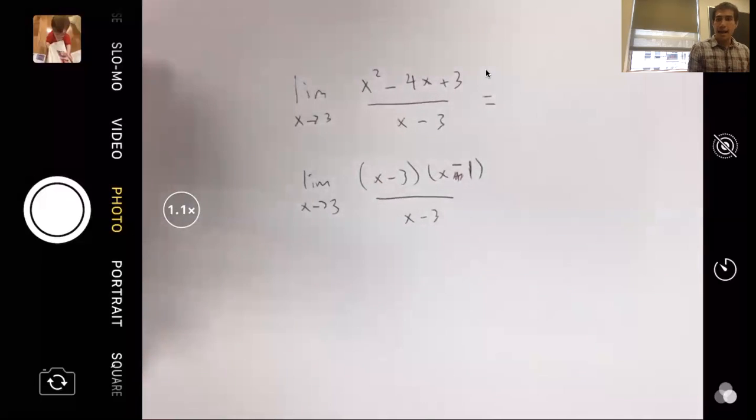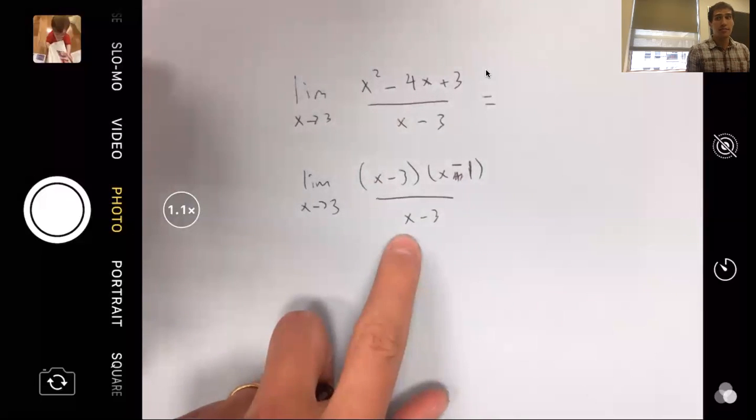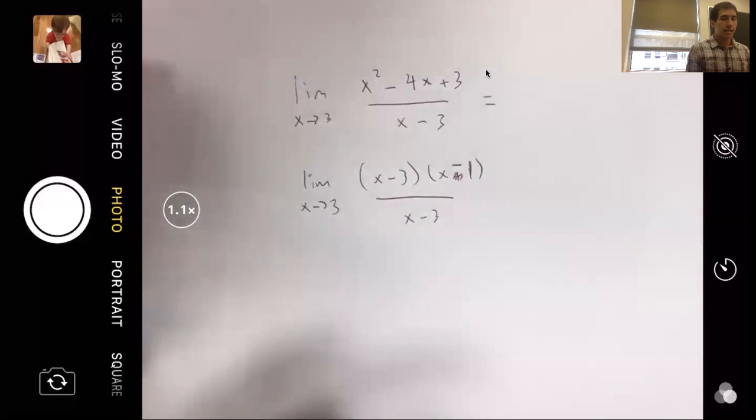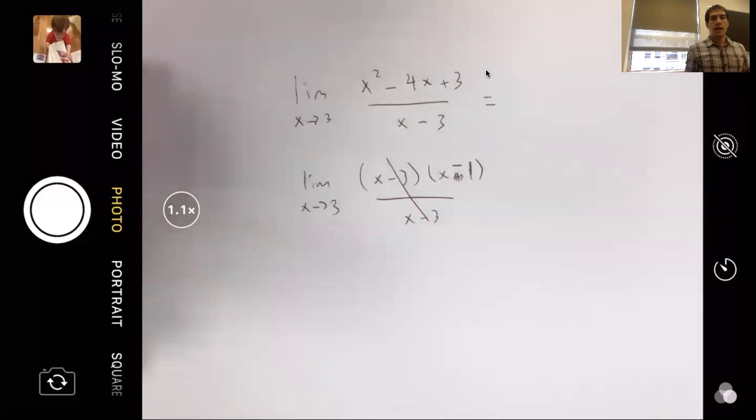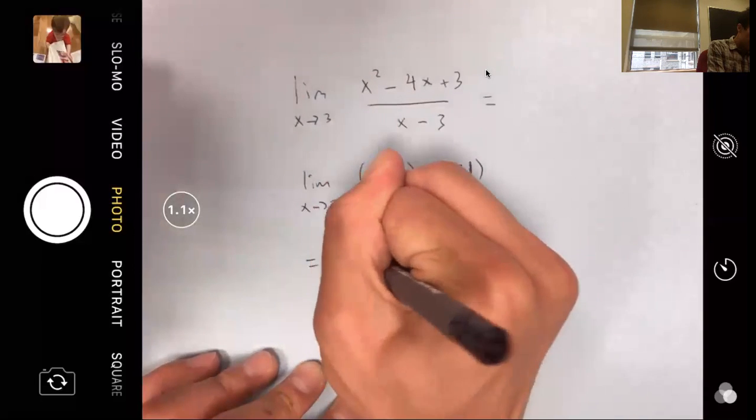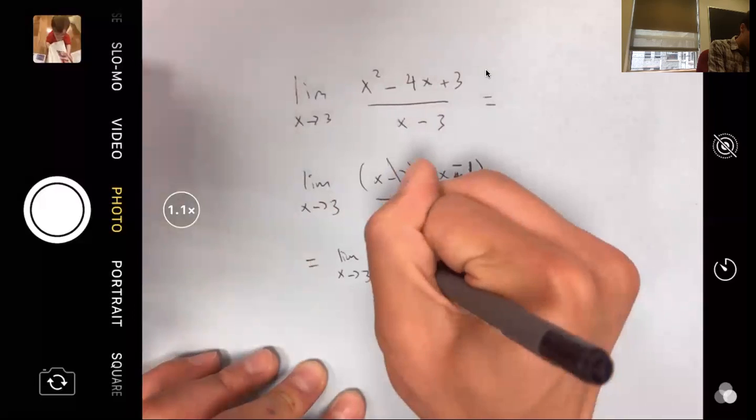So what's happening is at x equals 3, this function is not defined. 3 is not in the domain of this function because I would be dividing by 0. But everywhere else, besides x equals 3, I can cancel this out, and now I'm looking at the same function. And so I can cancel this in the limit because we don't care what happens actually at x equals 3. It's irrelevant to what the limit is. Since the functions are the same everywhere else, I can do this cancellation. So this is the limit as x approaches 3 of x minus 1.